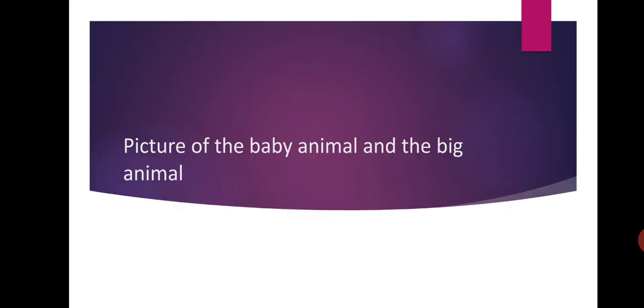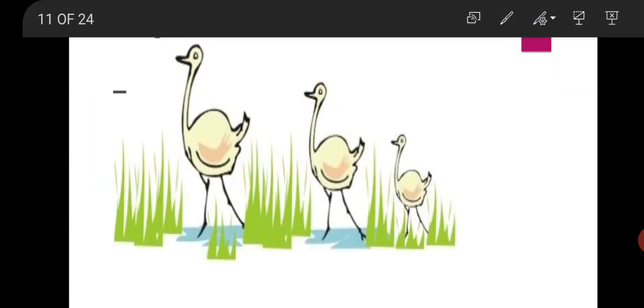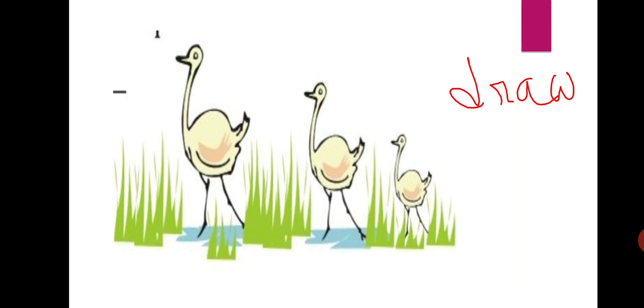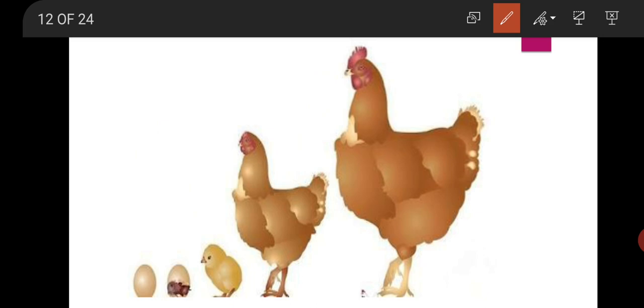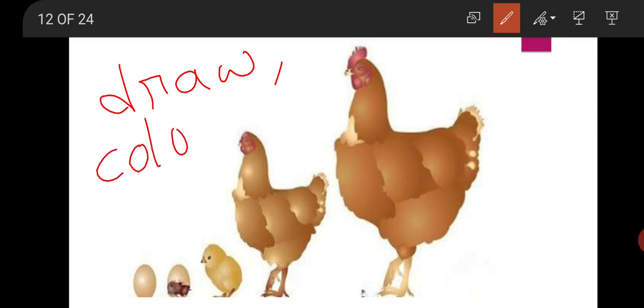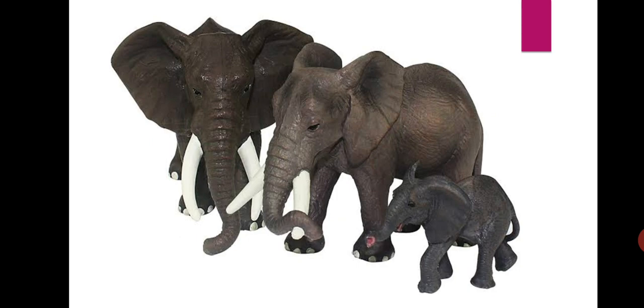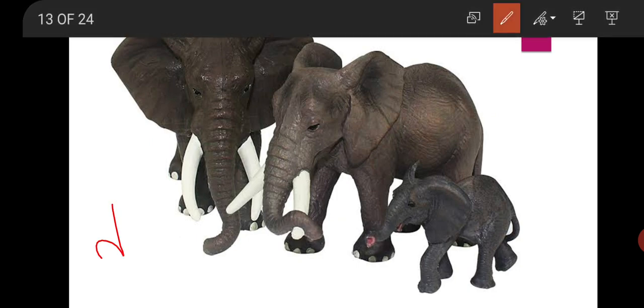Now, next, the picture of the baby animal and the big animal. Look, this is the picture of a duck, and this picture indicates the growth of a duck. Students, you have to draw this in your copy, and also you have to color it. Second, this is the picture of the growth of a hen. This one you also have to draw in your copy and color. Now, this is the picture of the growth of an elephant. You have to draw this in your copy and color this picture.